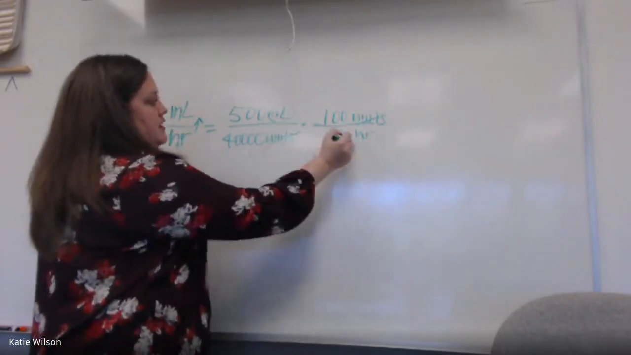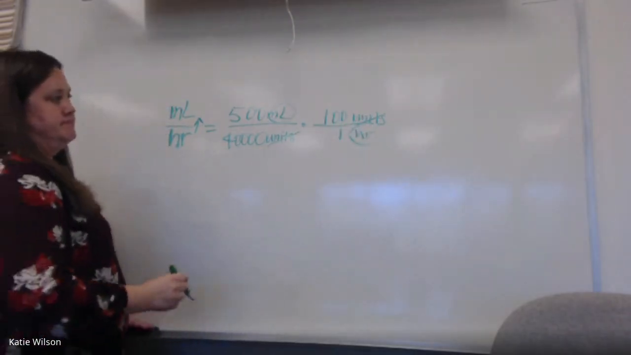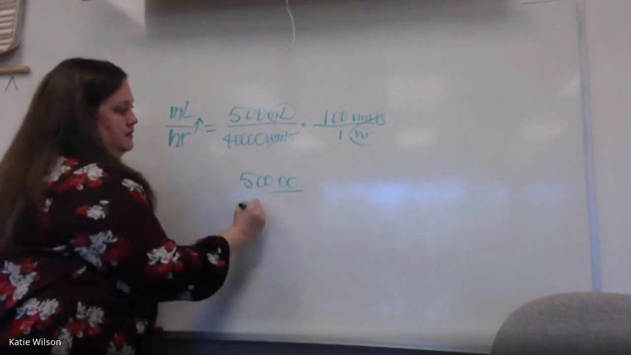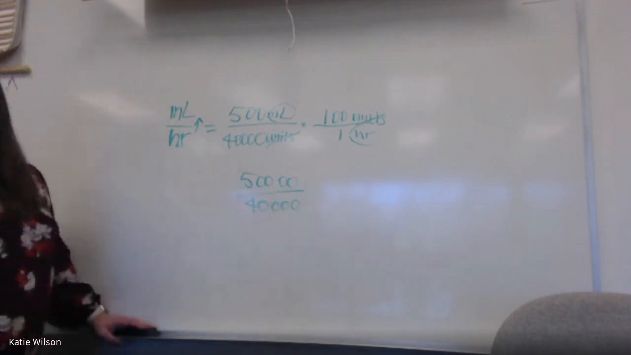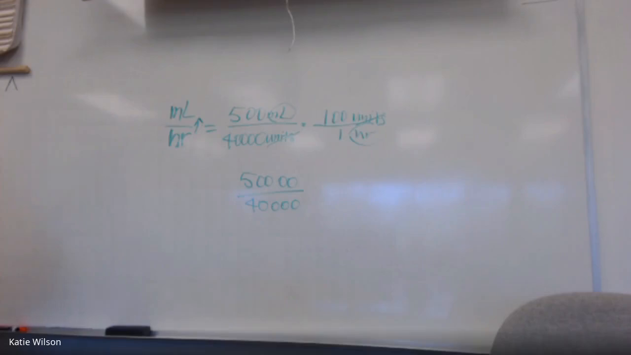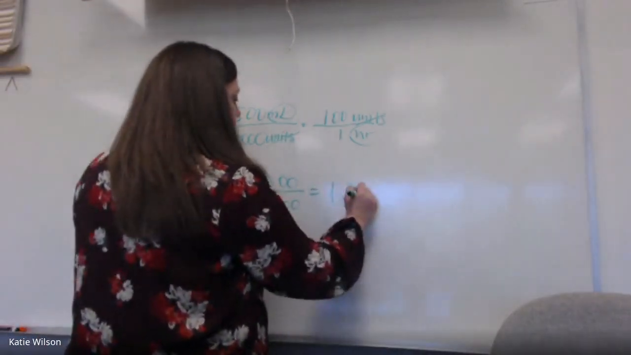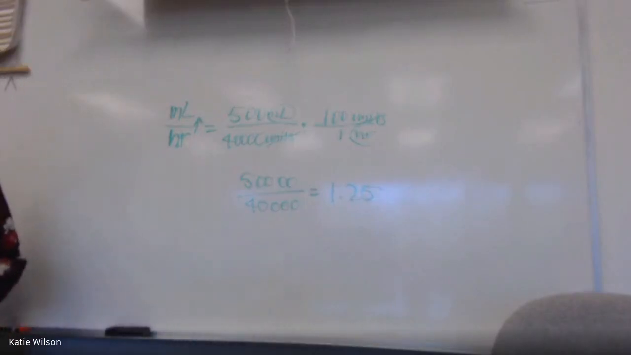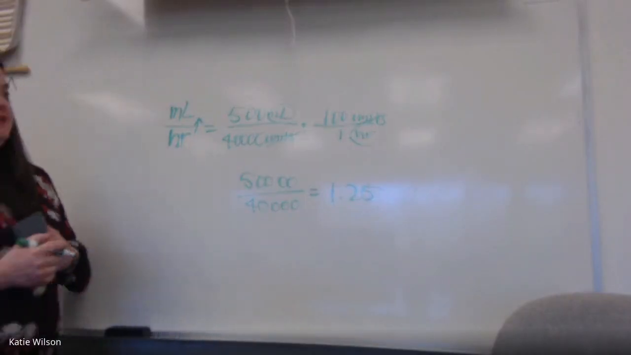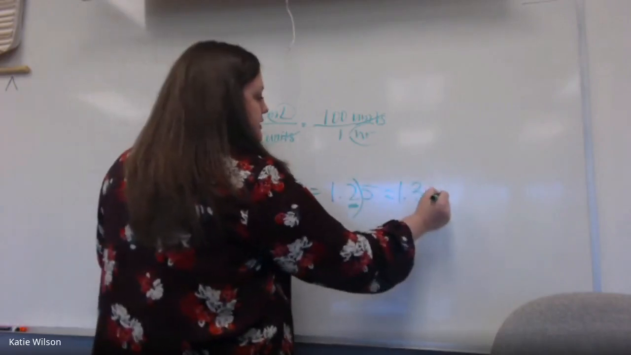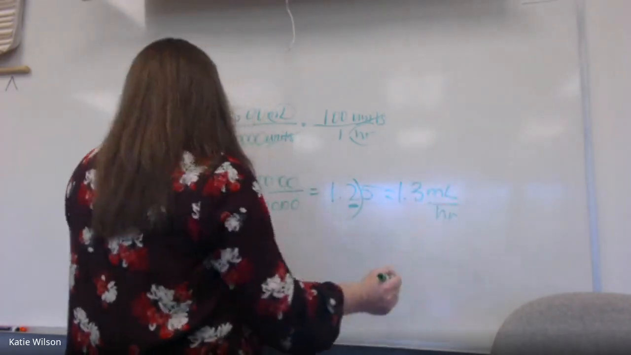We got mils on top, hours on bottom. We're getting the same answers, it seems. So we've got once again 1.25. Did it say to round to the 10th? Nearest 10th. This is the 10th spot, so we would round it to 1.3 milliliters per hour.